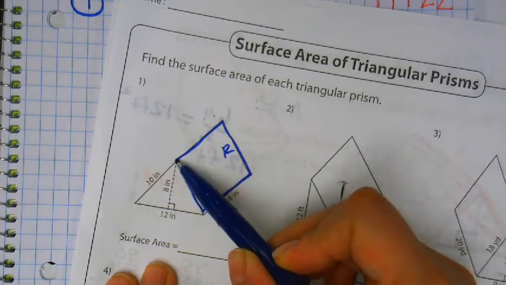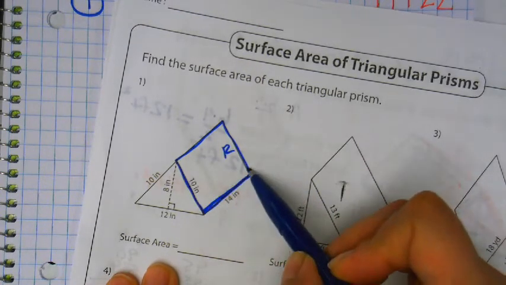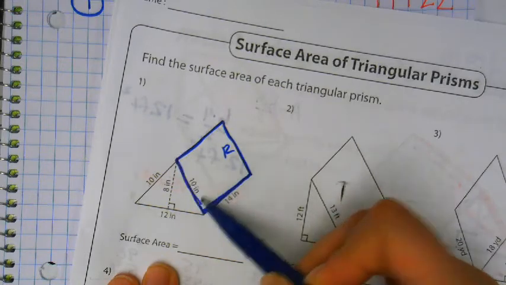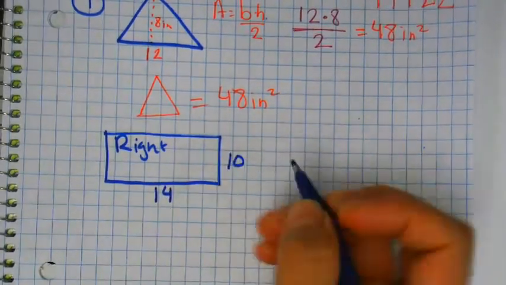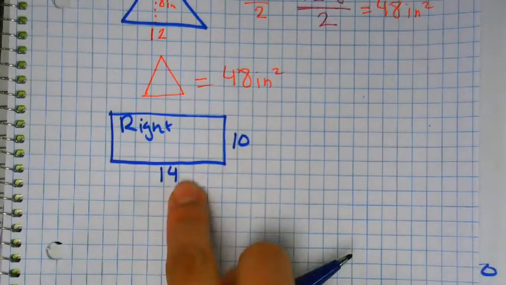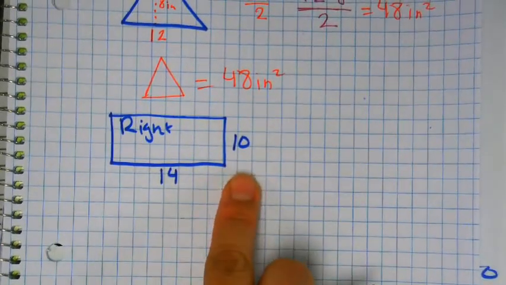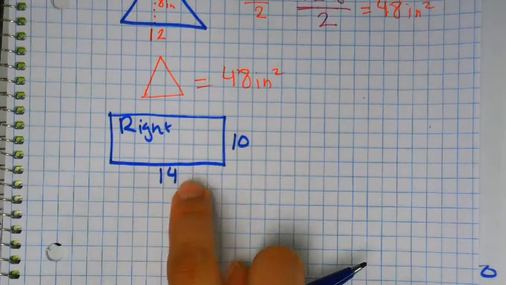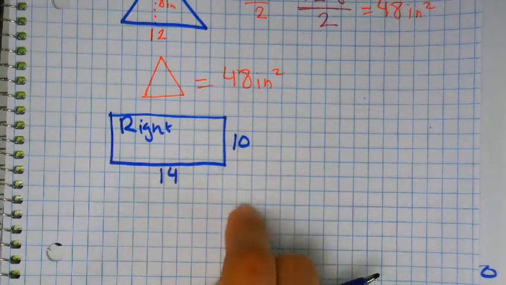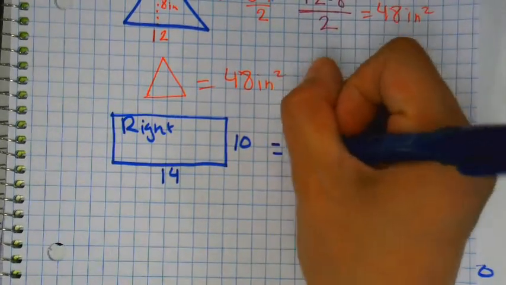What are the two numbers that make up this right rectangle? 10 and 14. Okay, let's write that down. I'm going to write it this way so you see where I'm getting my numbers from. Like, oh, she's talking about the rectangle on the right side. My numbers are 14 and 10. And what is 14 times 10? 140. Good.